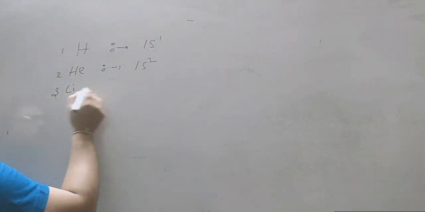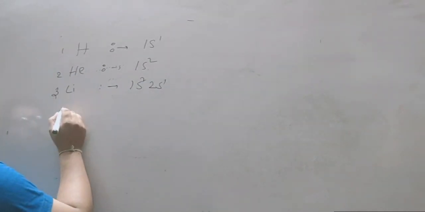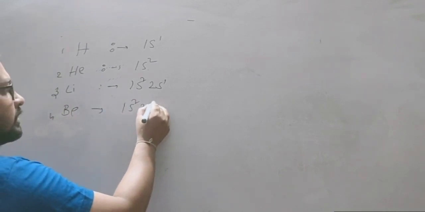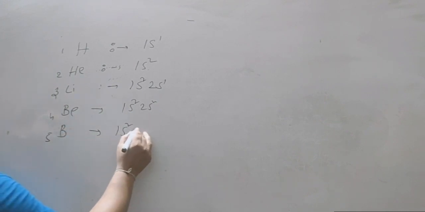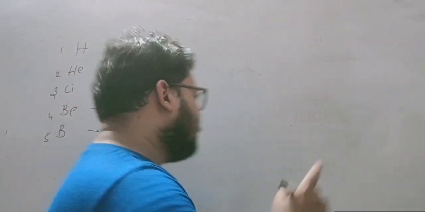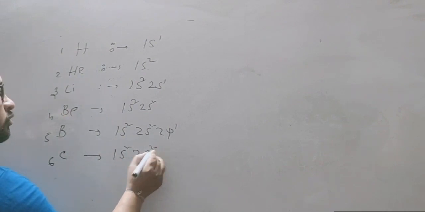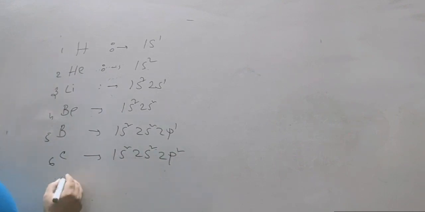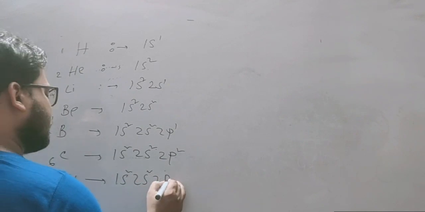For lithium, 3, you write 1s2, 2s1. Beryllium, 4: 1s2, 2s2. Boron, 5: 1s2, 2s2, 2p1. How many electrons can 2p hold? 6. So we can continue from here. Nitrogen, 7: 1s2, 2s2, 2p3.